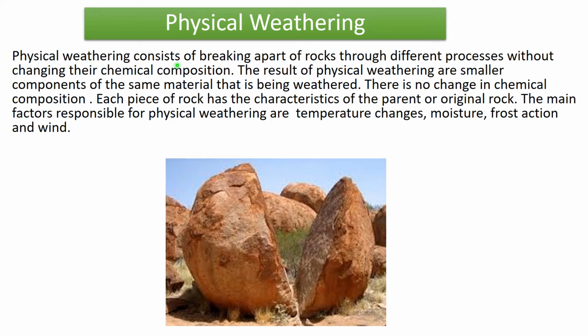Physical weathering consists of breaking apart of rocks through different processes without changing their chemical composition. The result of physical weathering are smaller components of the same material that is being weathered. There is no change in the chemical composition. Each piece of rock has the characteristics of the parent or original rock. The main factors responsible for physical weathering are temperature changes, moisture, frost action, and wind.